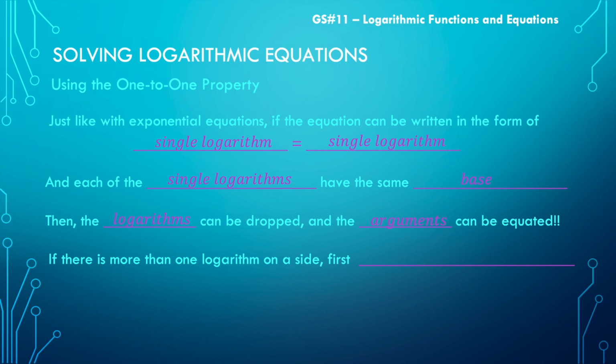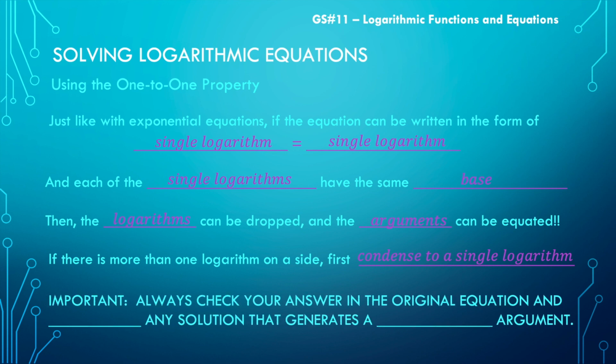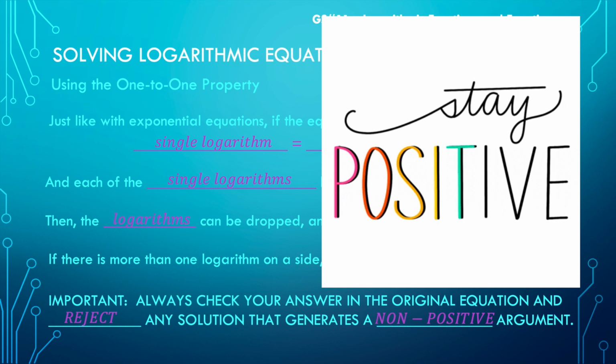Just like in the other technique, if there is more than one logarithm on a side, we first need to condense the logs so that it is written as a single logarithm, and we want to make sure that we check our answer in the original equation and make sure that our proposed solution actually satisfies the equation. We would definitely want to reject any solution that generates a non-positive argument. This is another case where we want to stay positive. Okay, so let's try a couple of examples.